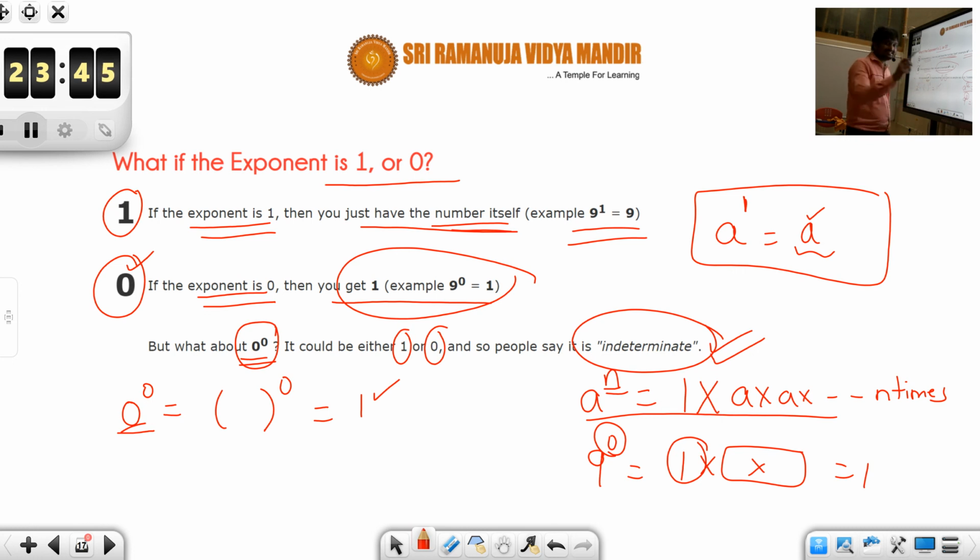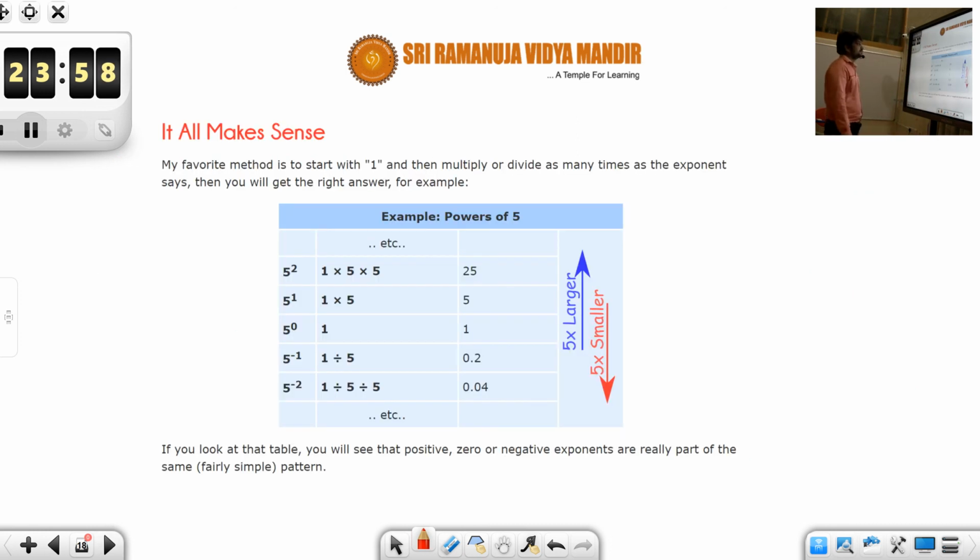So 0 power 0 is a typical number. You will rarely come across that. But if you do come across it, don't conclude it to be either 0 or 1. It is an indeterminate number. Okay, students? Now it all makes sense. Let's look at the same thing we have learned just now. My favorite method is to start with 1 and then multiply or divide as many times as the exponent says.